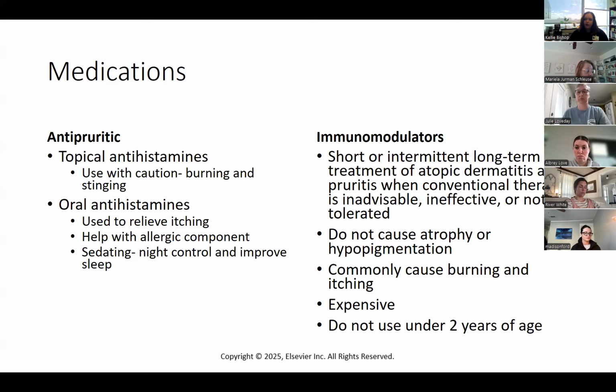And then immunomodulators. These are not used under 2 years old, but they can be used for atopic dermatitis and pruritus. Usually, though, these are going to be initiated by dermatology, and then you're just going to refill them or make sure they're using them correctly. But they don't cause atrophy or hypopigmentation, which is nice.